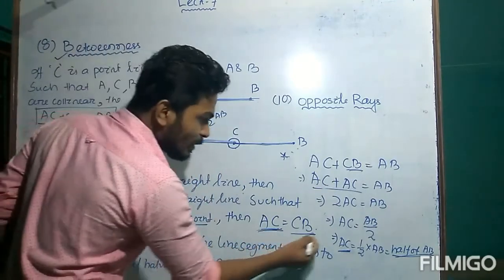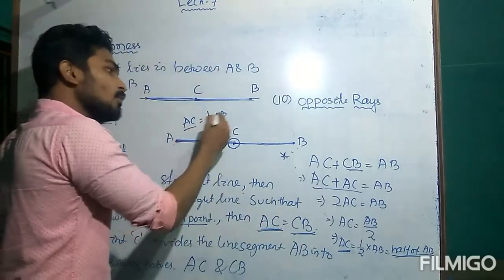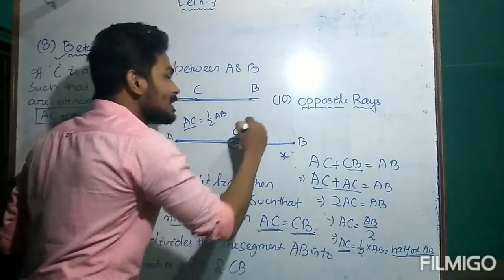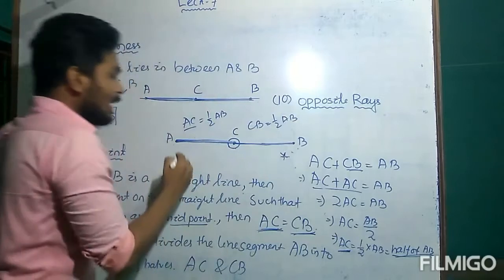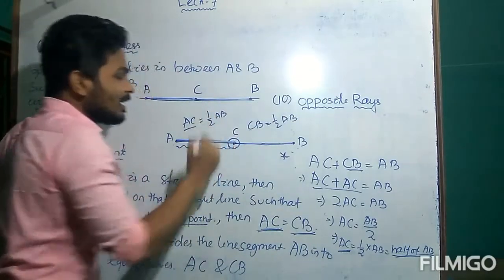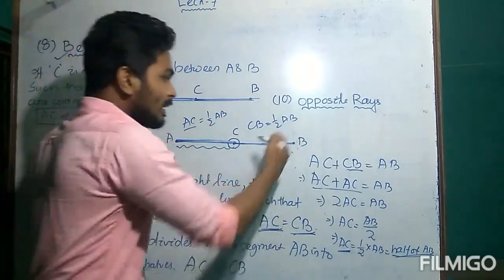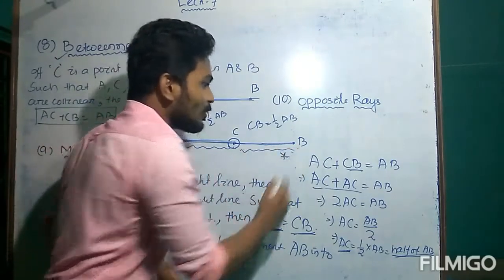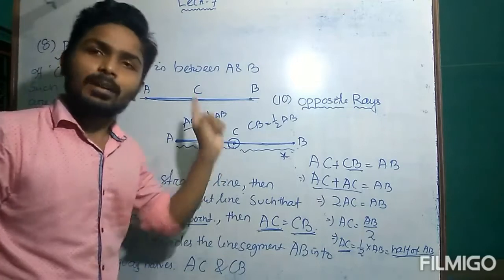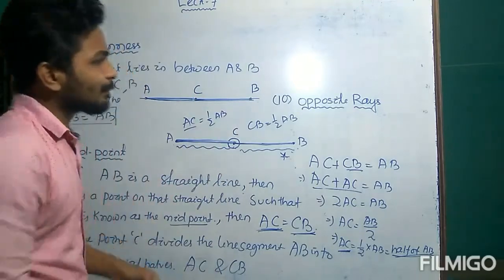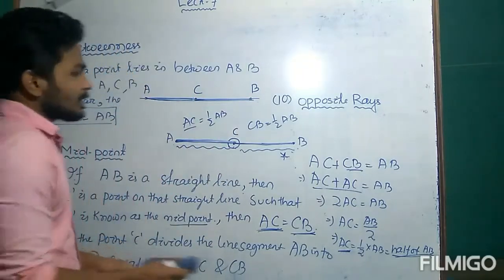Similarly, as you know, AC is equal to CB. Since AC is equal to half of AB, it means CB is also half of AB. Hence, this distance is the half distance of the total segment, and this distance is also half of the total segment. The condition is if C is the midpoint. Right? So this is the second term.